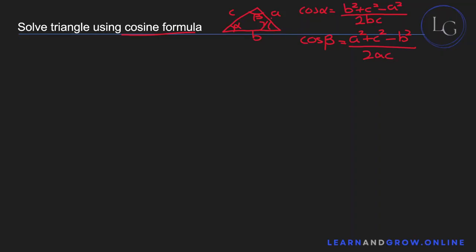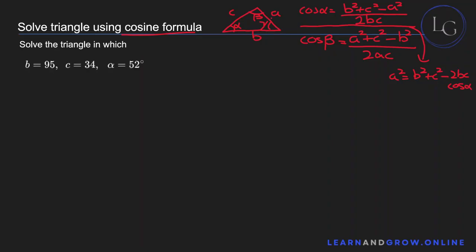By the way, if you rearrange this first one over here, it gives you A square is equal to B square plus C square minus 2BC cosine of alpha. And this will be relevant because let's see how you can do this question.